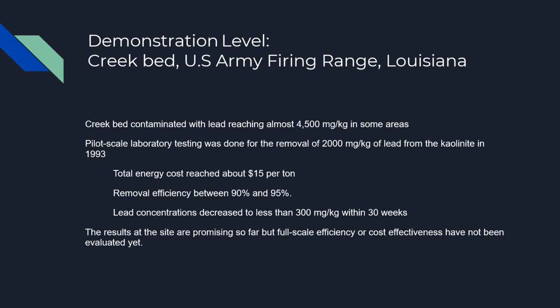Depending on soil type, the lead removal would vary. If the soil contains high amounts of calcium or magnesium, then lead is precipitated in groundwater, and this would impact removal. Clays tend to show high bonding capacity, and they slow the movement of contaminants. On the other hand, in clean silica or gravel, most of the minerals are removed, and lead travels over longer distances easily. The results at the site are promising so far, but full-scale efficiency or cost-effectiveness have not been evaluated yet.